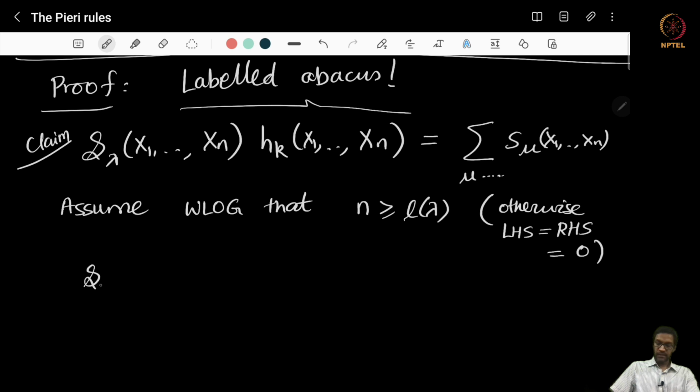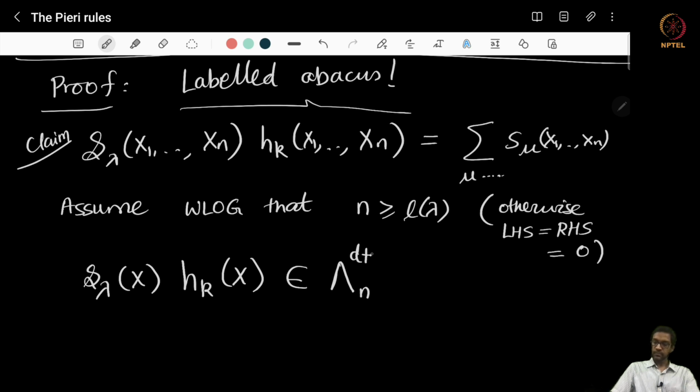Now observe that S lambda multiplied by hk, so I'm just going to use x now as shorthand. This is what we know: it has n variables, and what's the degree here? The degree is d plus k, where d is the degree of S lambda. Why is this? Because hk is the complete homogeneous symmetric function of degree k. So the product has degree d plus k. Okay, good. Now what does that mean?